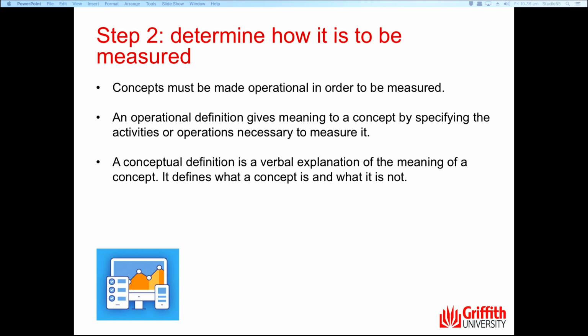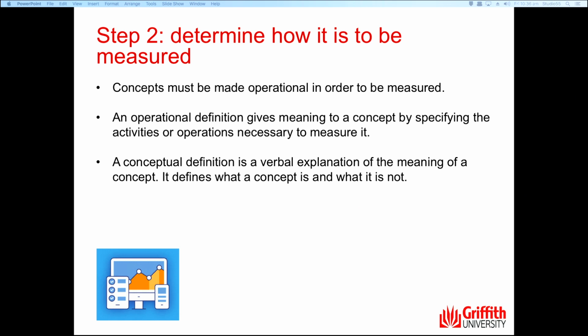So number two, once you know exactly what you want to measure, you have to determine, okay, now how is it to be measured? And again, a particular concept must be made operational in order to be measured. You've got to really make it easy to understand. And again, an operational definition actually gives meaning to a concept by specifying the activities or operations necessary to measure it.